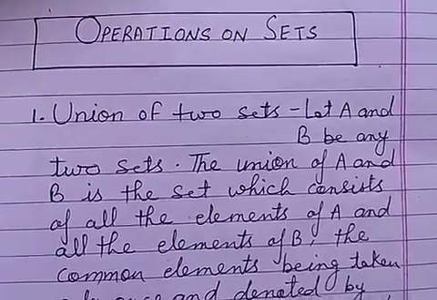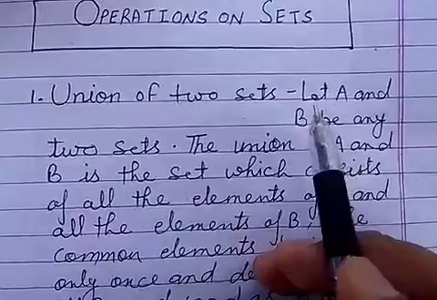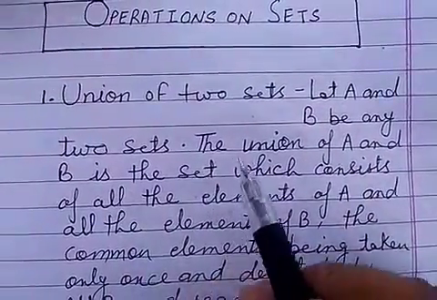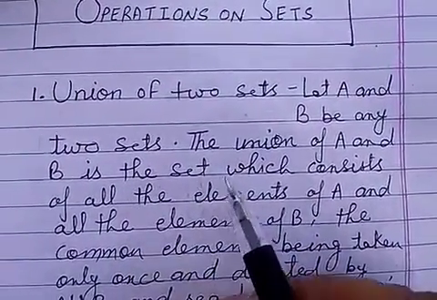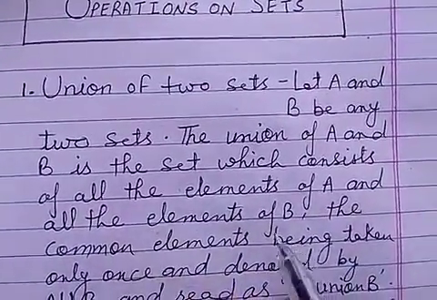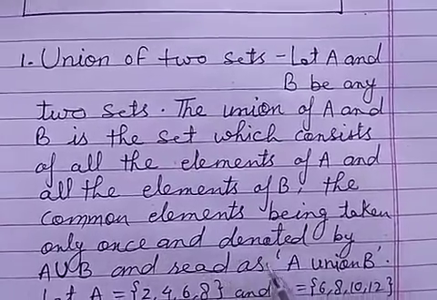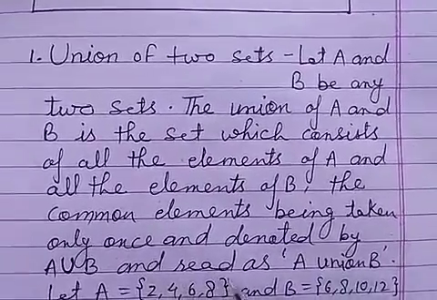We will discuss operations on sets. First is union of two sets. Let A and B be any two sets. The union of A and B is the set which consists of all the elements of A and all the elements of B, the common elements being taken only once, and denoted by A union B and read as A union B.